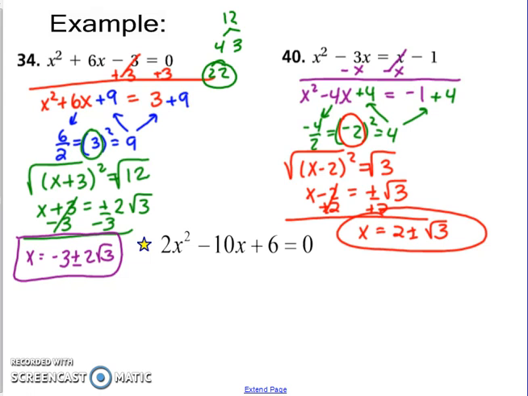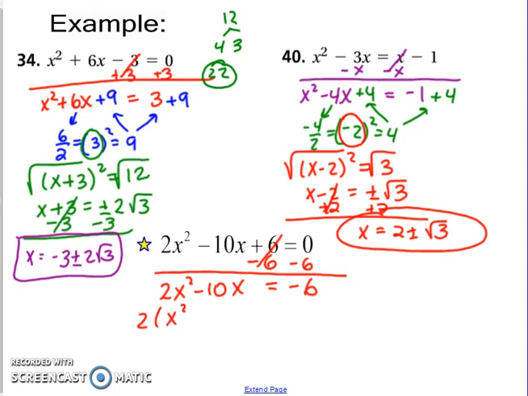So in this case, we could take the 2 out. There's a GCF. So anytime there's a GCF, okay, we want to first put it in the right form. So even though the 6 can be divided by 2, you want to move that over first. So we have 2x squared minus 10x, and then equals negative 6. So we're going to take the 2 out of just the left-hand side. So the 2 comes out, and we have x squared minus 5x. I'm going to leave a space, equals negative 6.